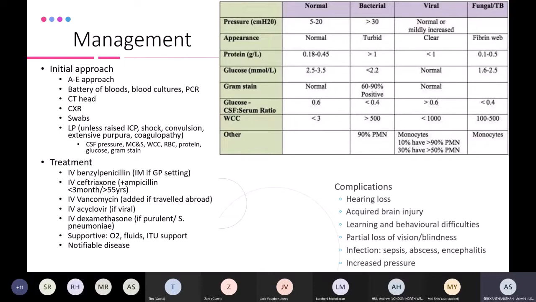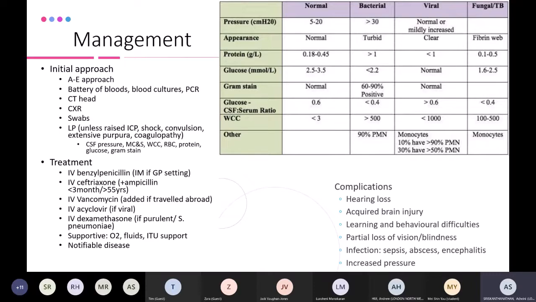Other things that you want to consider is IV acyclovir if you think it's a viral cause. IV dexamethasone is another one that you'd consider as well. And always give them general supportive treatment and consider ITU support if needed. And this is a notifiable disease. And if they've travelled abroad, then you'd also want to consider vancomycin as an option here.